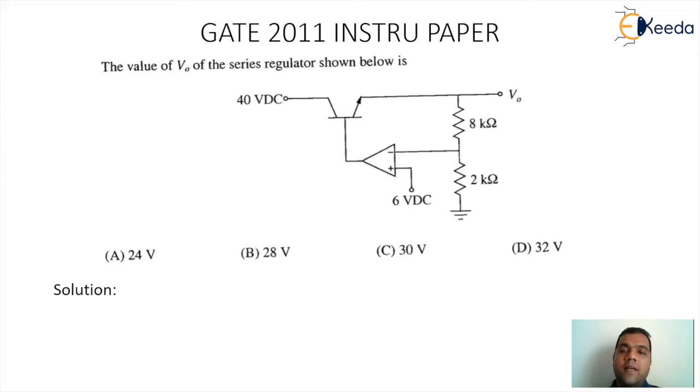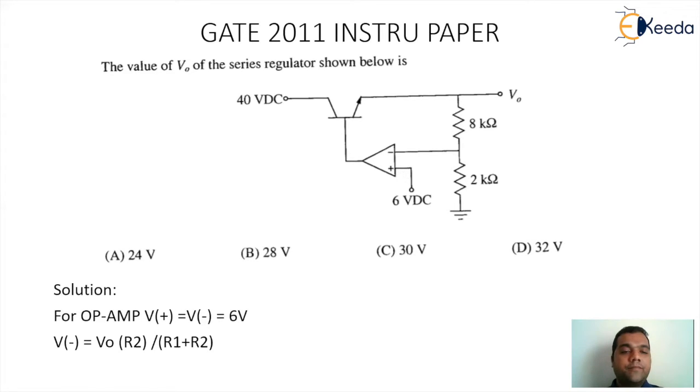So using the concept of voltage divider, the V minus voltage will be VO into R2 divided by R1 plus R2. So the V minus will be put as 6 volt and the value of R2 as 2K, R1 as 8K. Solving, you will get the value of VO as 30 volt. So the correct answer for this question is option C, 30 volts.